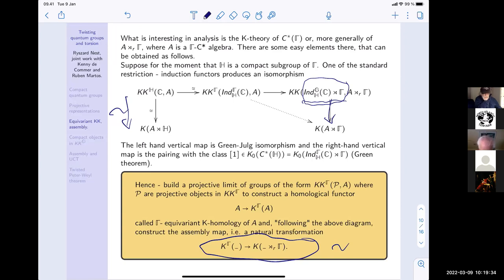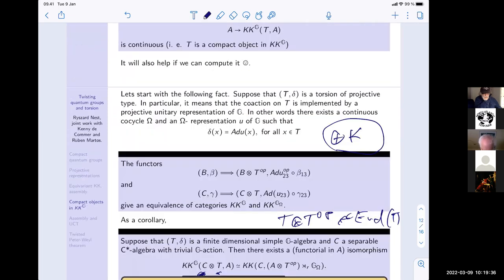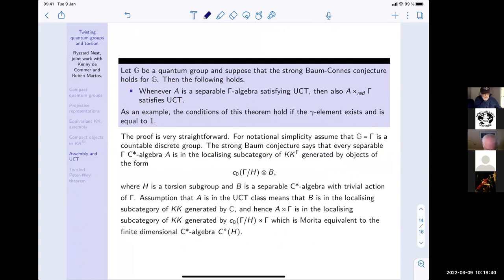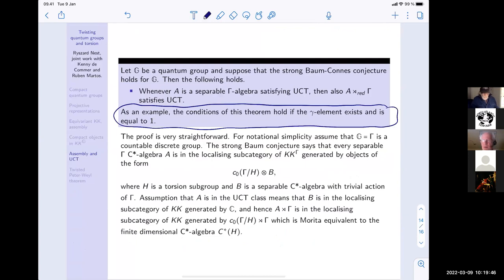So in classical language, I have it here somewhere, right? Yeah, in classical language, if you do have a gamma element and the gamma element is equal to one, then your quantum group satisfies the strong Baum-Connes conjecture. But you don't always know that you have a gamma element.